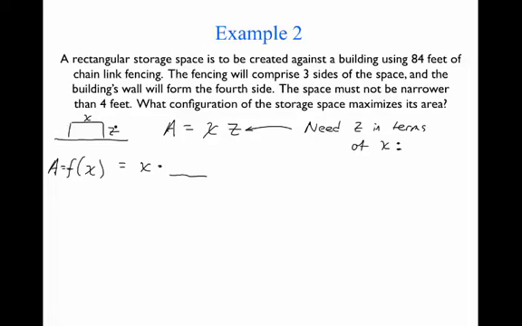So what relationship do we have between x and z and this 84 feet of fence? What relationship do we have between x and z and the 84 feet of fence? Where is Shandong? Shandong here. Yeah. What relationship do we have between x, z, and the amount of 84 feet of fence?